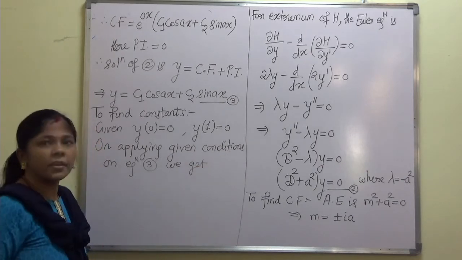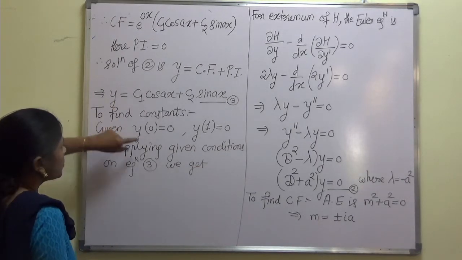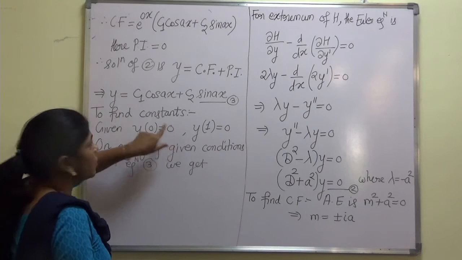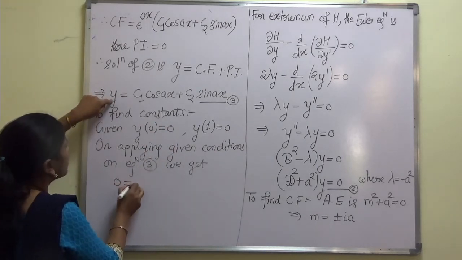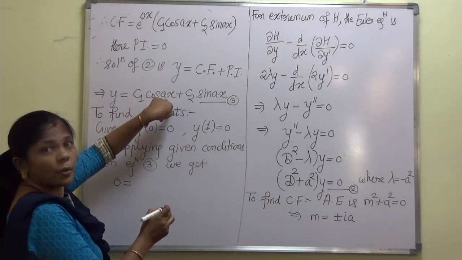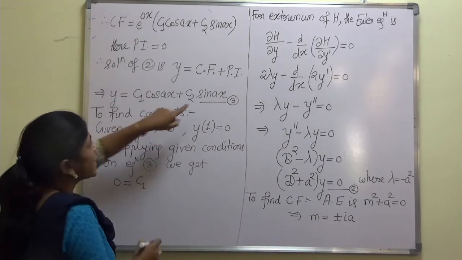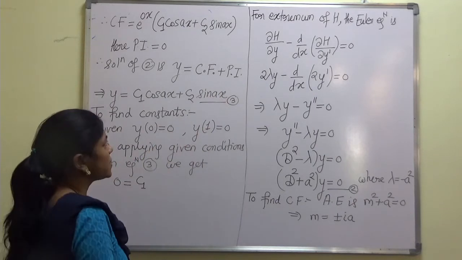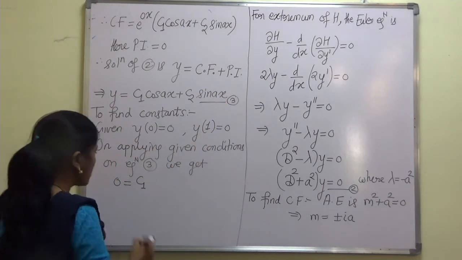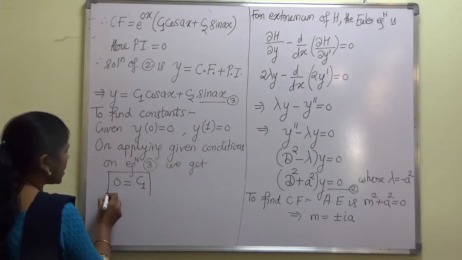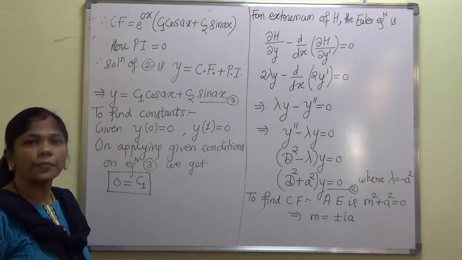So what we will get? Put x as 0, at that time y is 0. So y is 0, equal to c1 cos of 0. Cos of 0 is 1, so it is c1 only left. Then sin of 0 is 0, so the second term vanishes. So what we have here is c1 is equal to 0.